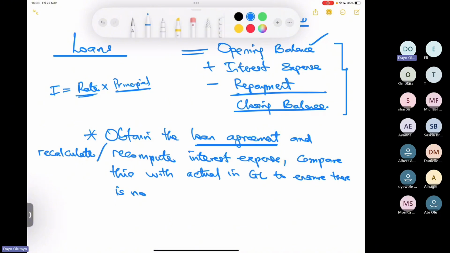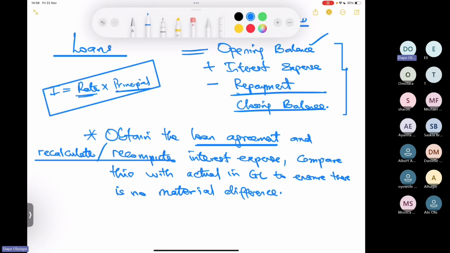Recalculate or recompute is the same thing. There's no material difference. That's always what you do for your interest expenses. Either you are recomputing it or you are recalculating it. And your recalculation is based on the information you have in the agreement. That's why you always have to obtain the agreement. And once you do that, you're fine for interest expense.